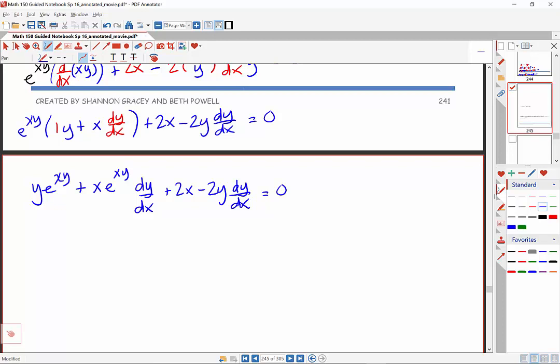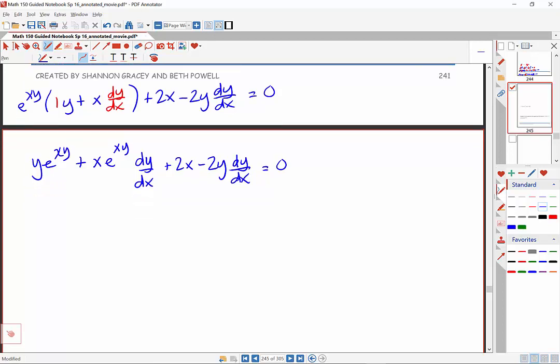So now we need to group the terms that have dy dx. We'll be able to factor out a dy dx, and we'll be left with x e to the xy minus 2y. And then if we move the other terms over that don't have a factor of dy dx, we will have negative 2x plus y e to the xy.